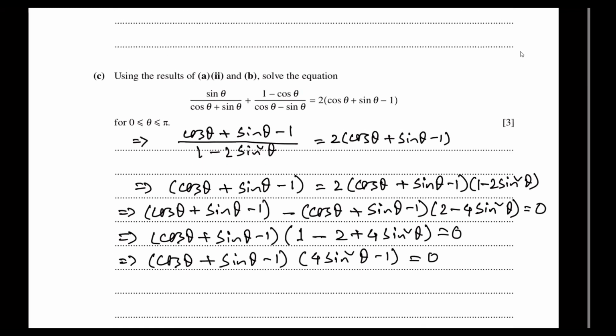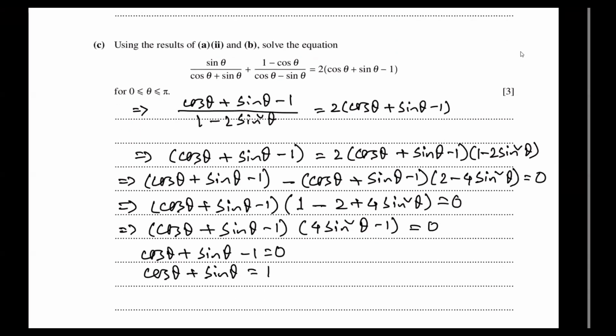And in part A2, we already know that cos theta plus sin theta equal to 1 has two solutions in this given interval, 0 and pi by 2. So we are using that one here. So we have cos theta plus sin theta minus 1 equal to 0. That is cos theta plus sin theta equal to 1. So the solutions of this equation are 0 and pi by 2.